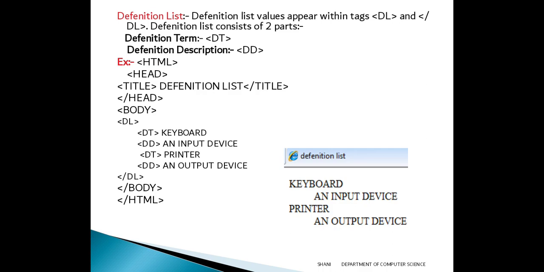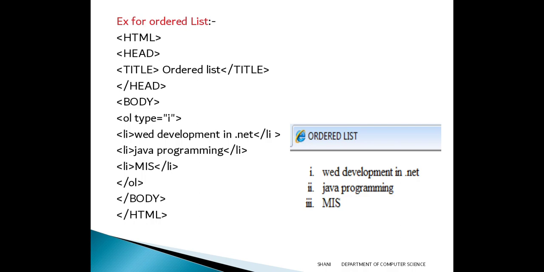Okay. So here on the right side you can see the output of this example, that is keyboard and input device, printer and output device. So this is an example for the definition list. So here is an example for an ordered list. Okay, that is HTML head, title, ordered list, body. Then I have given OL type equals small letter Roman number, right?